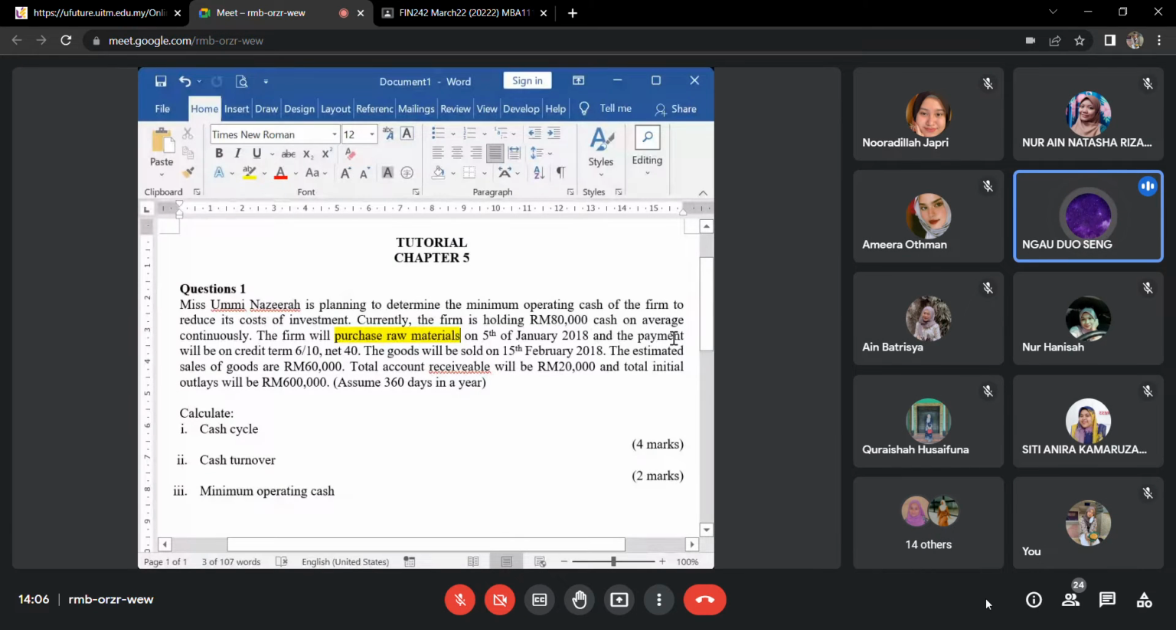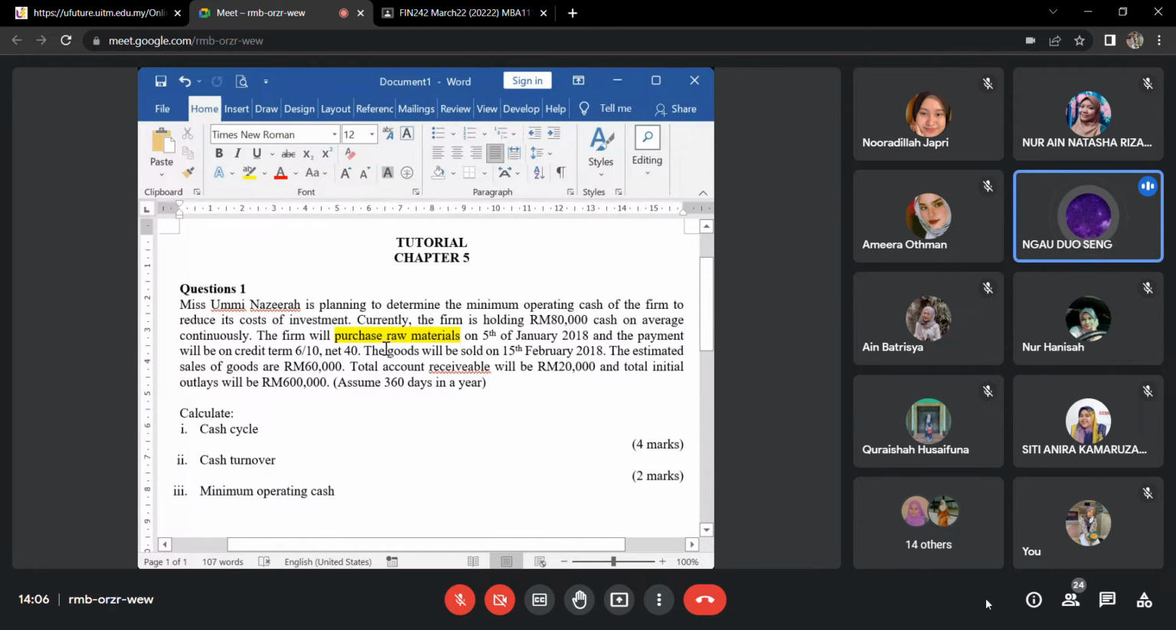this payment will be on credit term, right? So this one is payment. Remember this one is payment, so you don't confuse the payment and collection. The term can be either from suppliers or to customers. So in this case, this one is payment.